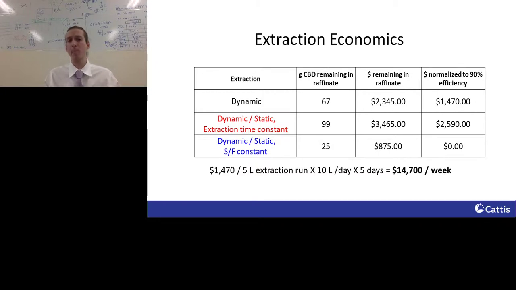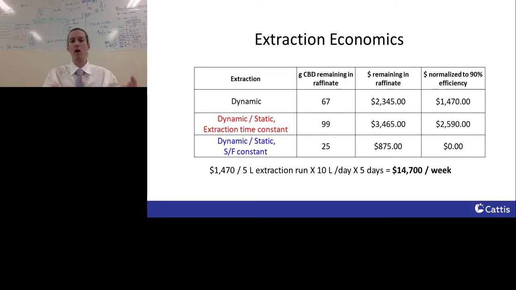$1,500 we're losing per run. And so if we extrapolated this per week, where we did 2 extractions per day, so 10 liters a day, and we're leaving behind $1,500 each extraction, well, that's almost $15,000 a week that we're losing in CBD.